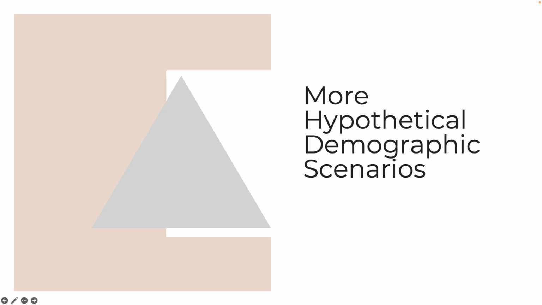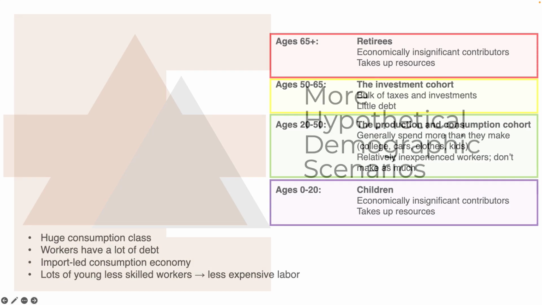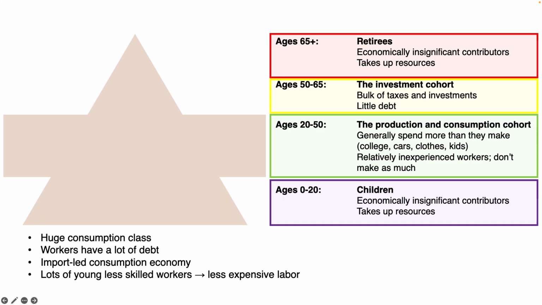We went through some hypothetical demographic examples in the previous video, so let's go through some more. We talked about this society in part 1. Workers have a lot of debt. They spend more than they make. This is an import-led consumption economy. Lots of young, less skilled workers equals less expensive labor.